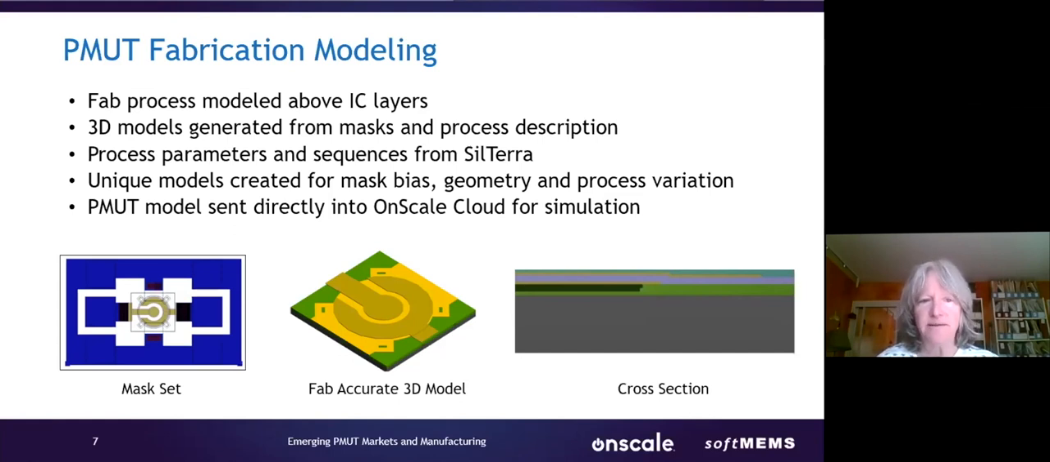And so we get these process parameters and sequences from SilTerra, and we then create a unique model for mask bias and geometries. And then this PMUT model that we've created, we've shown one as an example here with the cross section on the right. These are based on actual information from SilTerra. We can send a fab accurate model to OnScale for simulation. And so they'll be able to predict the performance based on a given mask set, based on the fabrication process that you've chosen from SilTerra.